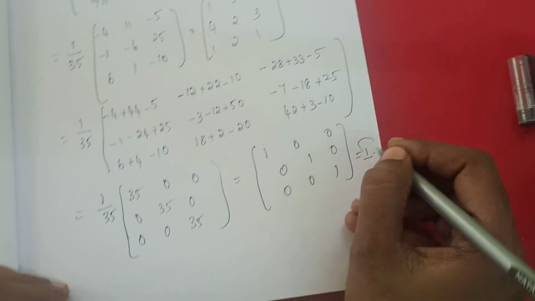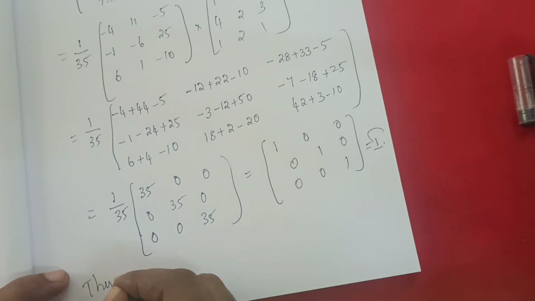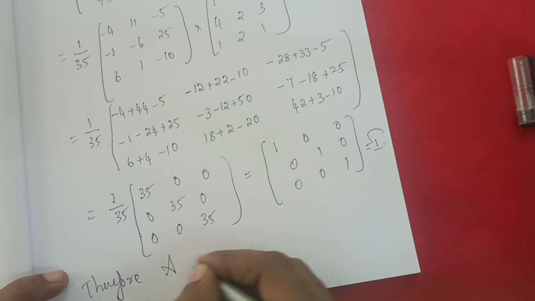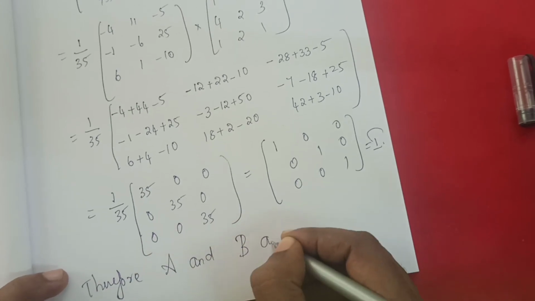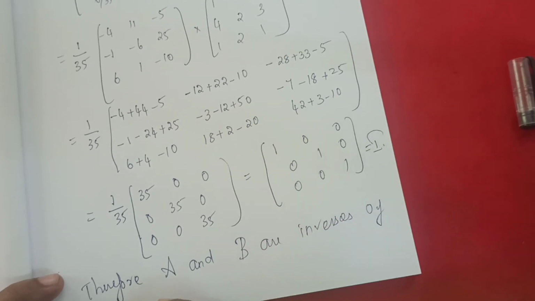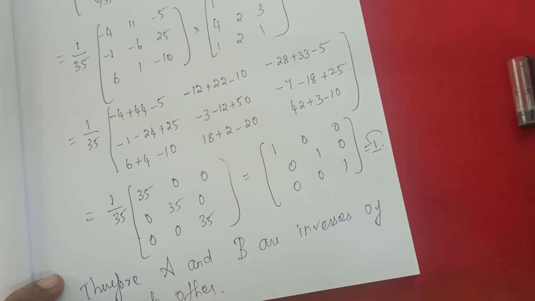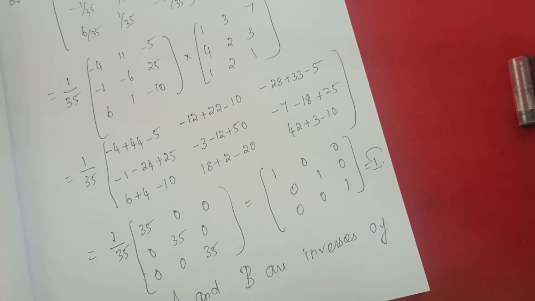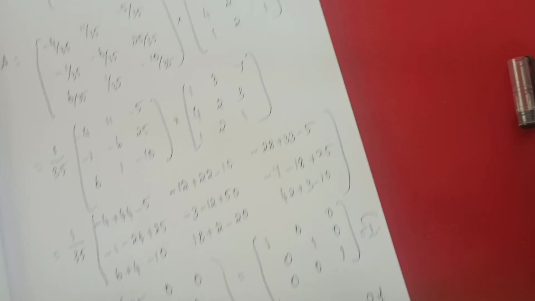That is equal to I. So what will you conclude? Therefore, A and B are inverses of each other. Listen here, students, if they ask you simply to prove that both are inverses of each other, what do you need to prove? You need to prove AB and BA are both equal to I. If you get both equal to I, then we say both are inverses of each other. Understand? I hope you got the idea.